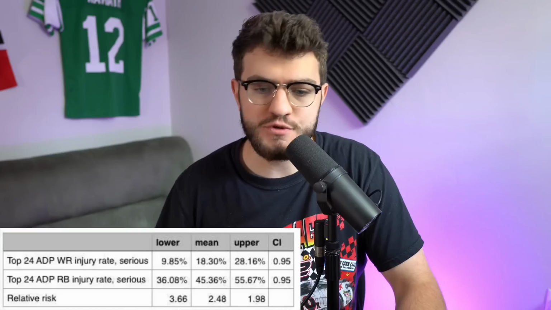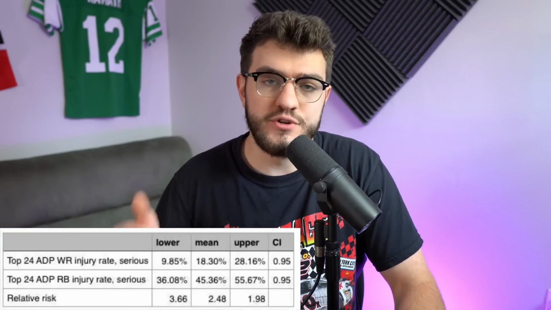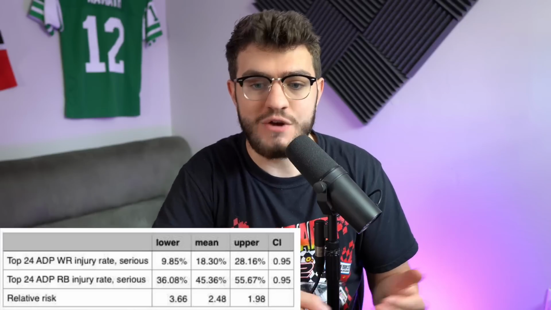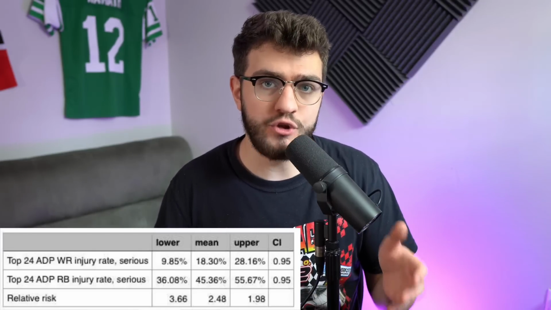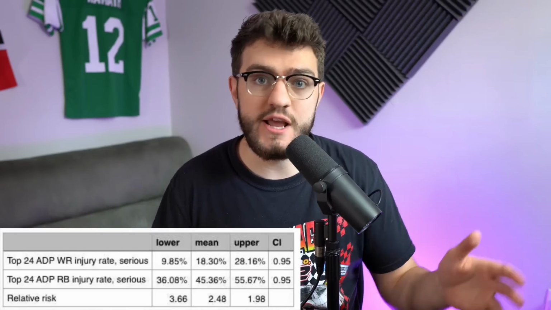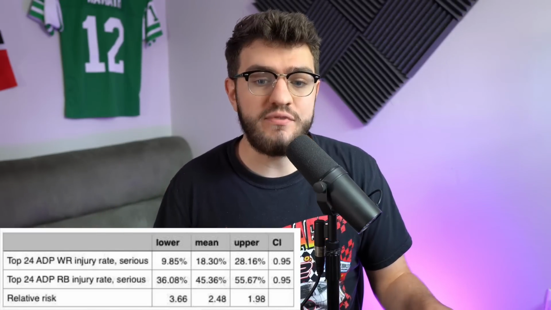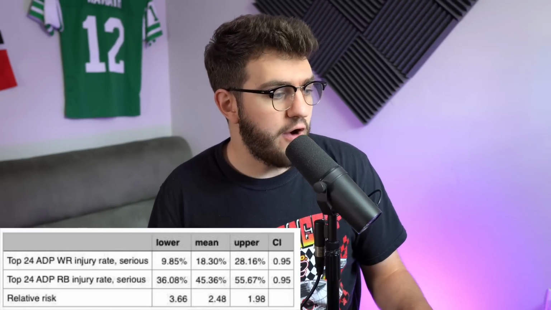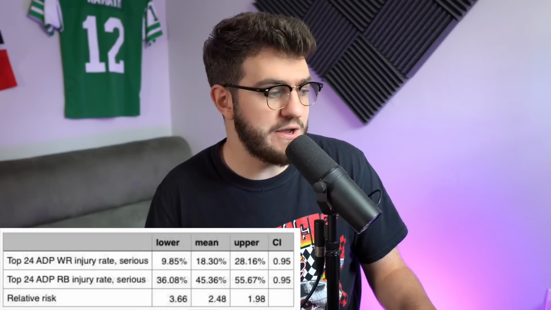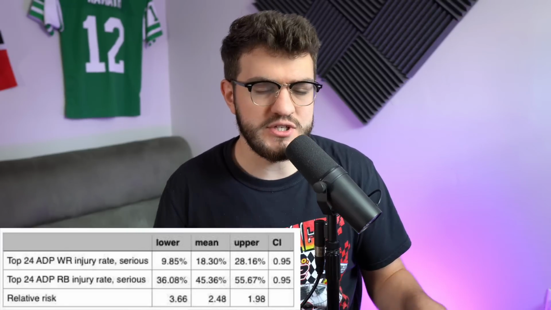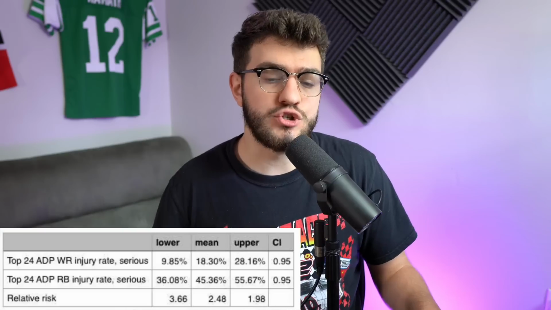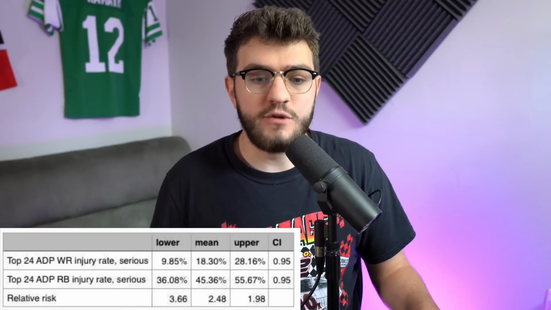He did a study, Josh Hermsmeyer on RotoViz in 2016, that showed the top 24 ADP wide receivers and the top 24 ADP running backs, and their serious injury rate. A serious injury is an injury that held a player out for 4 or more games, so something that's a little bit more serious than just sitting out for 1 game. And 45.36% of the running backs sustained a serious injury among the top 24 ADP running backs from 2009 to 2016, and then wide receivers just 18.3%. That is running backs getting hurt at almost a 2.5x rate than wide receivers.